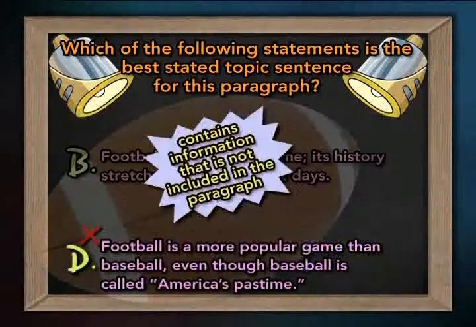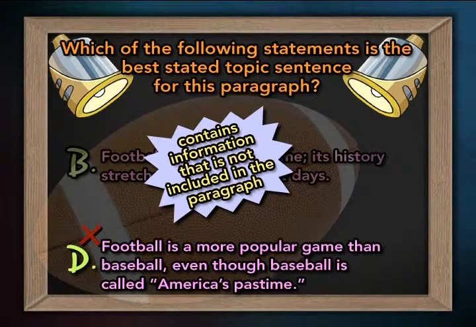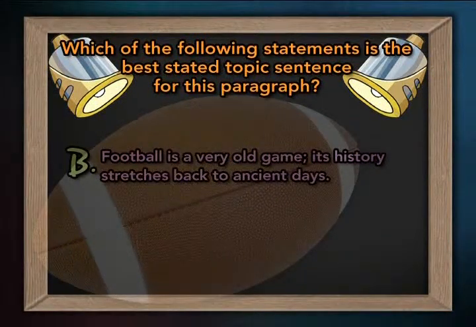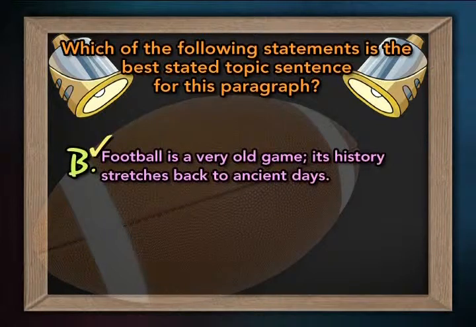I can eliminate D because it has information that has nothing to do with the paragraph. It's not even in the paragraph. Football is more popular than baseball. Well, that may not be true, but that's not what this particular paragraph describes. So I'm going to knock that one out right away because it has nothing to do with the contents of the paragraph. So I say B, football is a very old game.